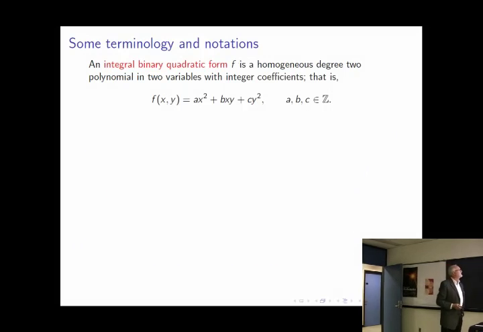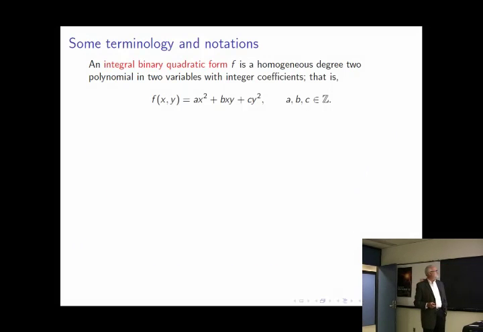Okay, so let me be a little bit more precise about what all of this terminology means in general. A quadratic form is a homogeneous degree 2 polynomial. And to say that it's binary means that there's just the two variables that I'll denote by x and y, hopefully consistently as I go along. And by an integral one, I'll just mean that the coefficients, the a, b, and c, are integers.